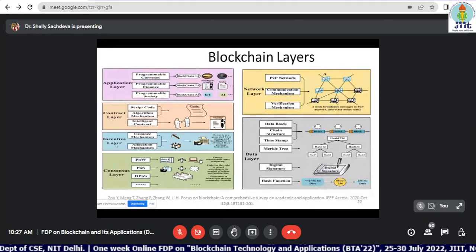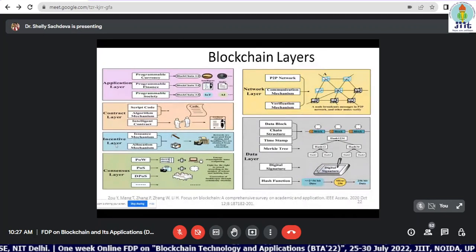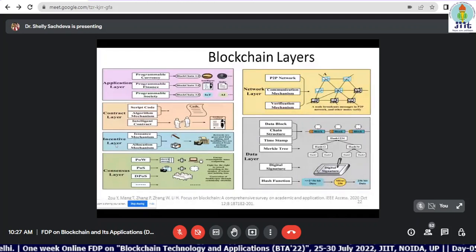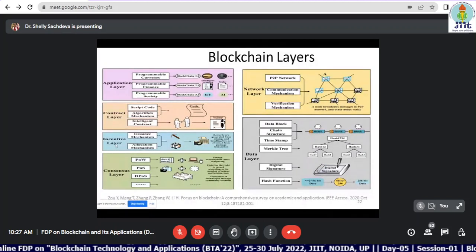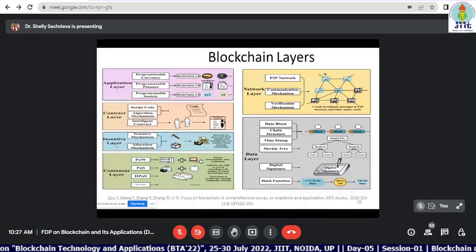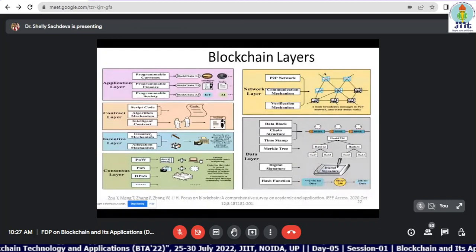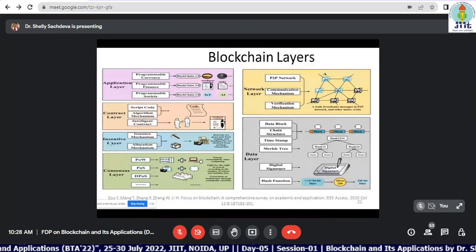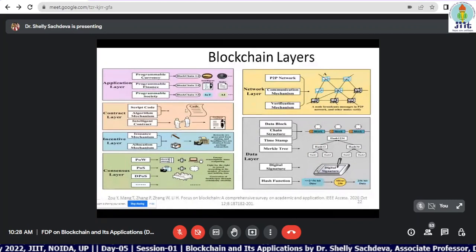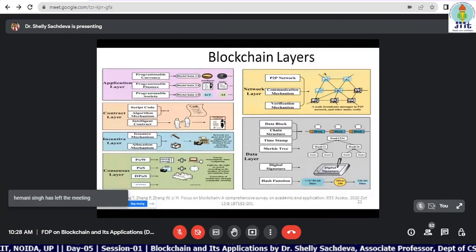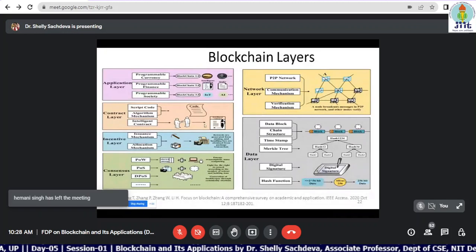Then the incentive layer. As I told you, miners work for earning incentives, but they need very good infrastructure at their end in order to mine that information. The incentive layer has an allocation mechanism and an issuance mechanism. Then there is the contract layer. Very similar to stored procedures in databases, the contract layer can have a script code, an algorithm mechanism, or an intelligent contract.